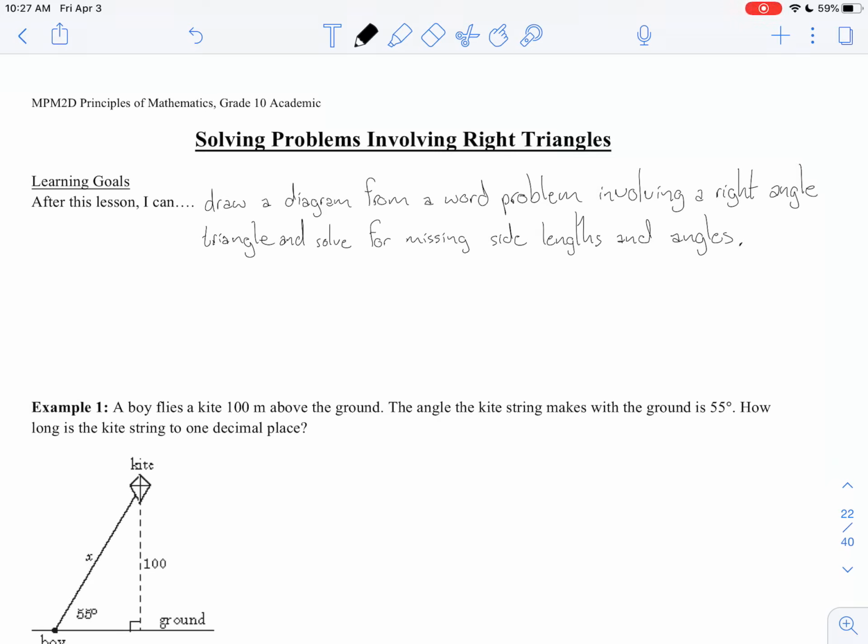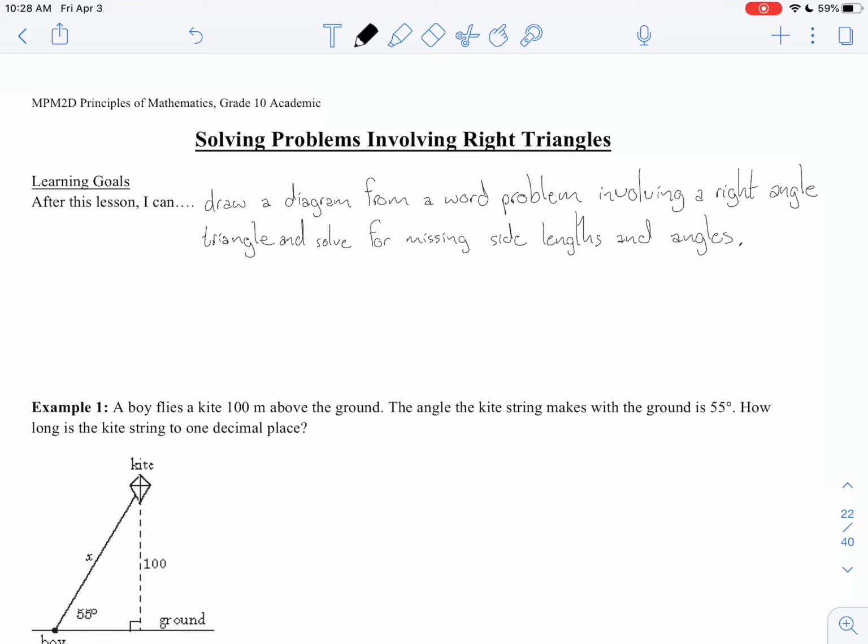Today's lesson will be on solving problems involving right triangles. That matches up to 6.5. So before we get into today's lesson, we are assuming that you are good with the tan, the cosine, and the sine ratios for solving for missing angles and side lengths.